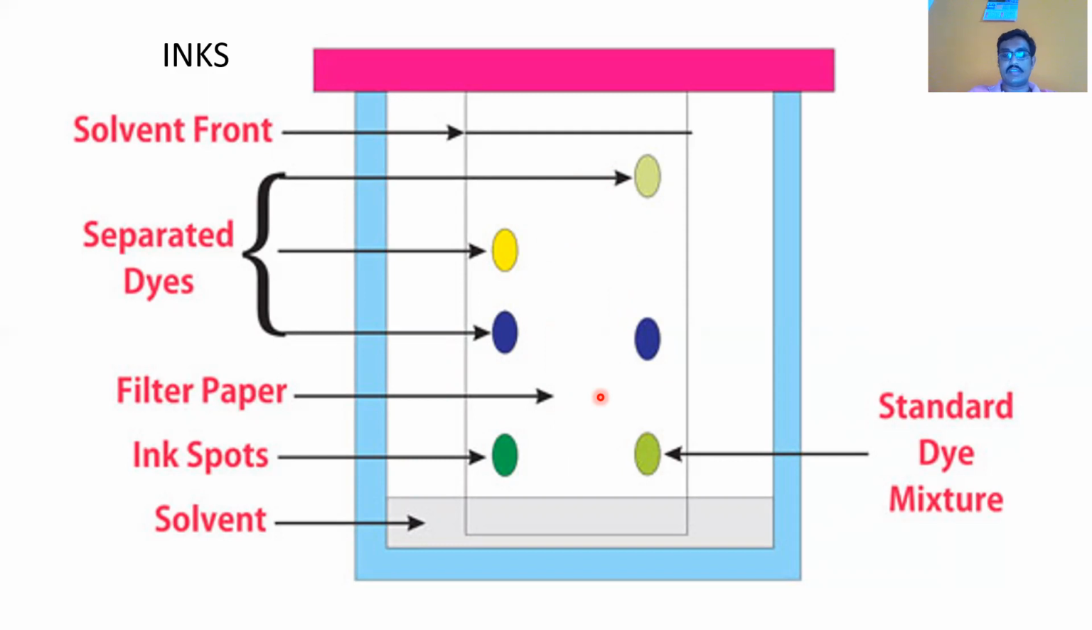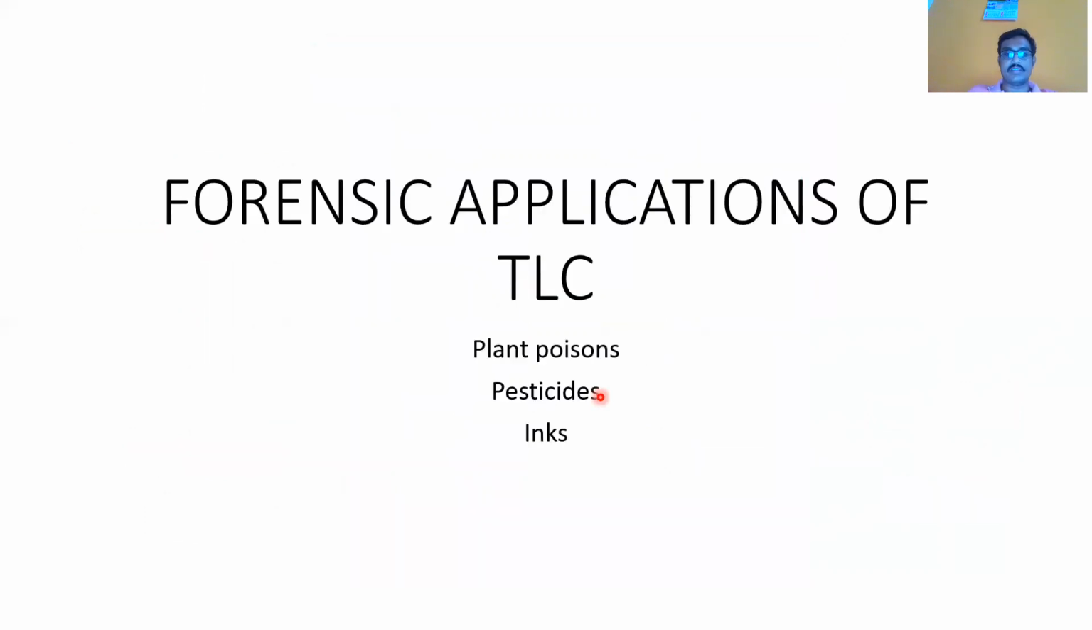So we've seen three different applications: plant poisons, pesticides, and inks. There are more applications, but these three are very important applications that we need to remember. As a takeaway lesson, we need to understand that TLC is a very simple and common separation technique that is used in most laboratories, specifically in forensic laboratories also. The major forensic applications are to separate plant poisons and pesticides in the toxicology laboratory, and also inks in a questioned document scenario. These form the major forensic applications of TLC.